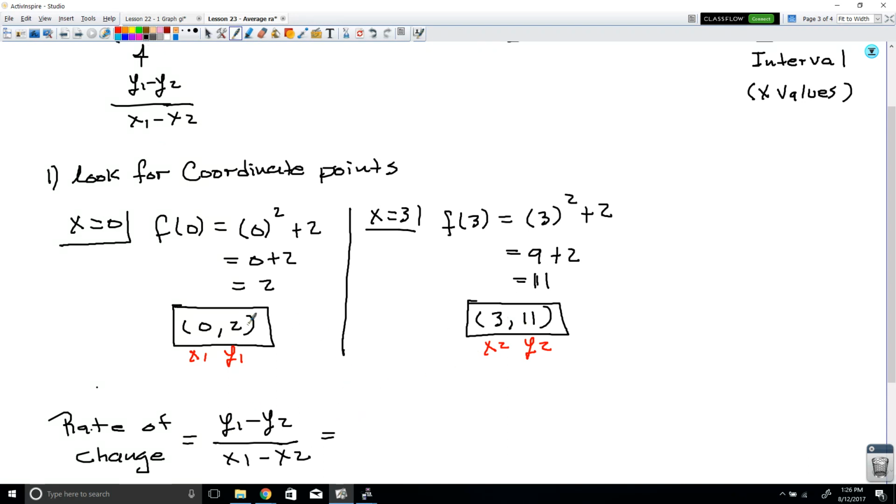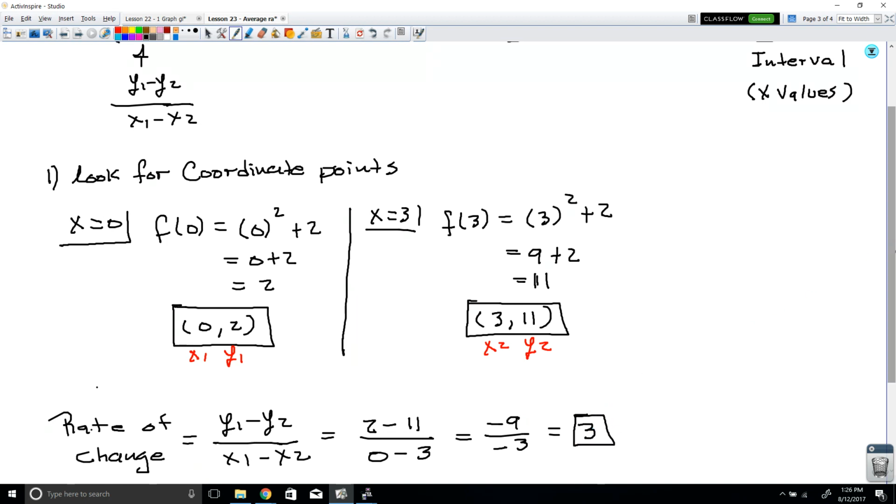y1 is equal to 2, so we're going to have 2 minus y2, where y2 is 11, over x1, which is 0, minus x2, which is 3. So now we have 2 minus 11, that's negative 9, over 0 minus 3, that's negative 3. Negative divided by negative is a positive, and 9 divided by 3 is positive 3.